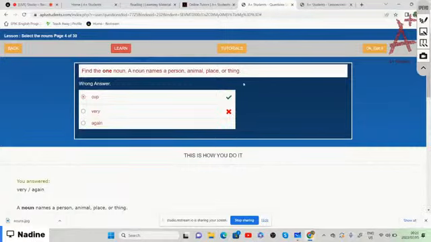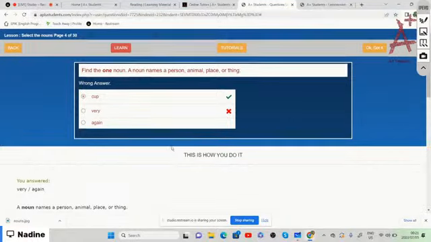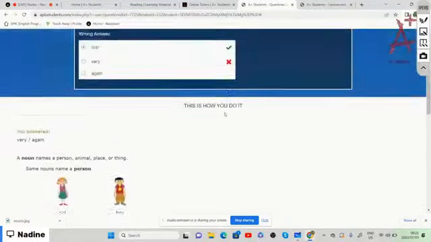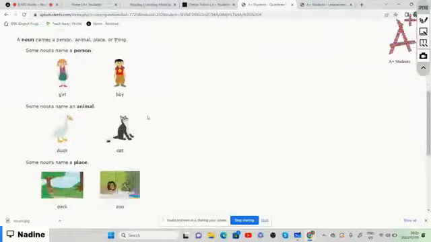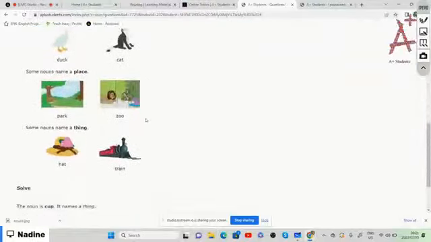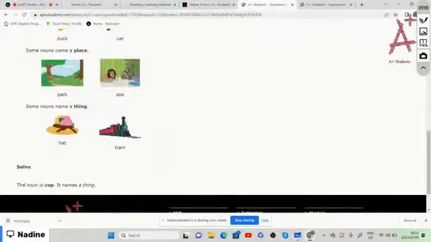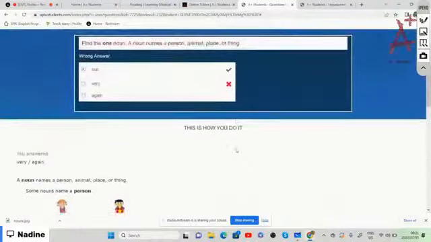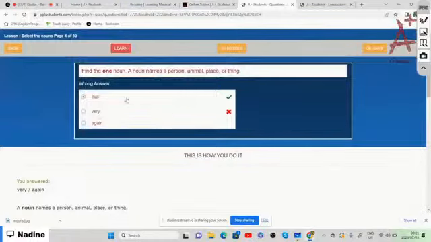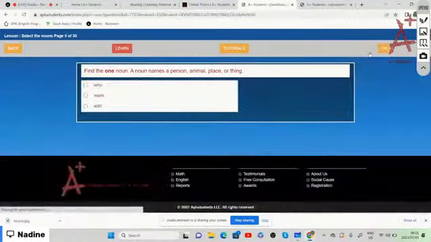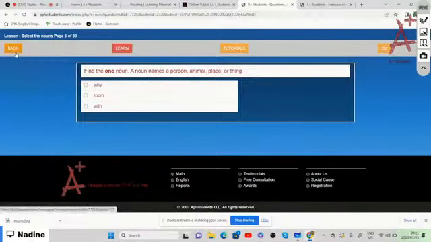Cup is correct because cup is a thing. It names a thing. But remember, if you make a mistake, you can always go back to the tutorial. It will take you back and show you how you do it. The noun is a cup and it names a thing. So well done to those of you who got the correct answer, which is cup. Beautiful.